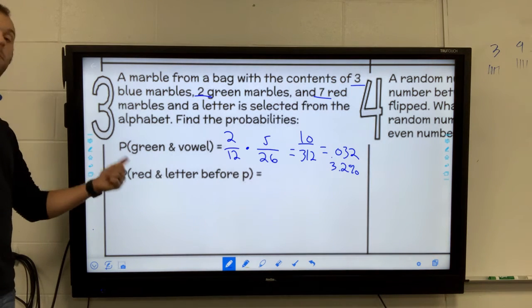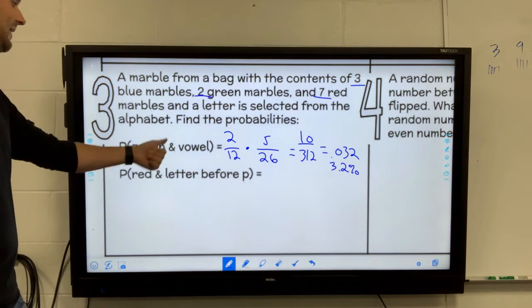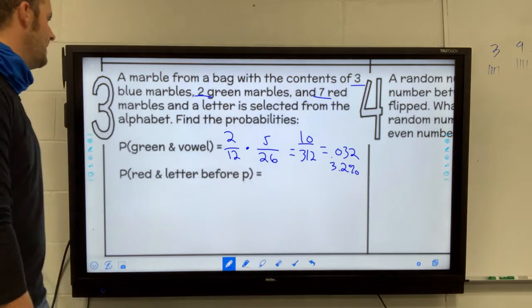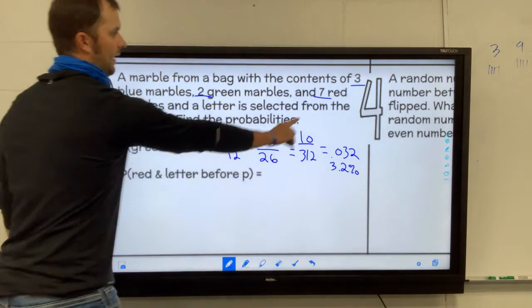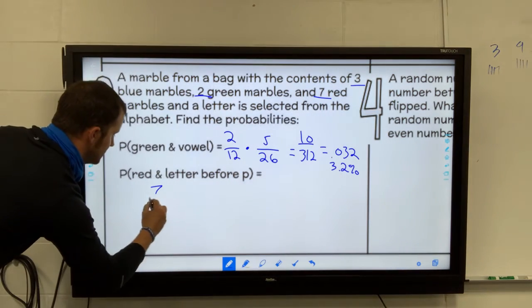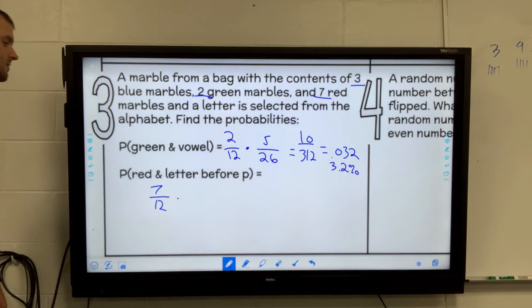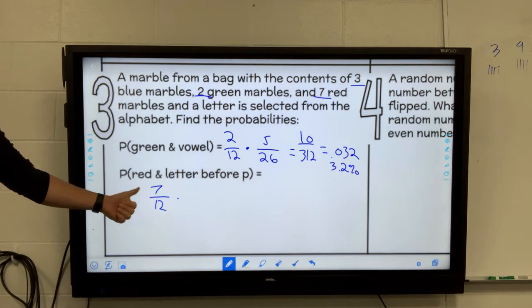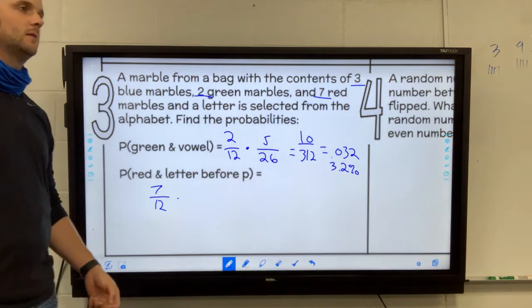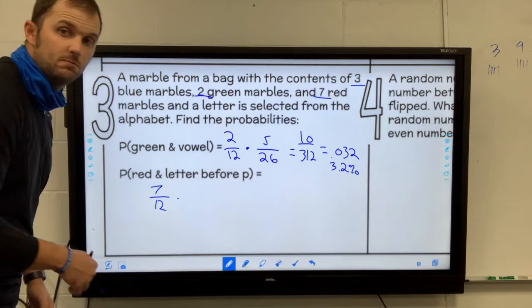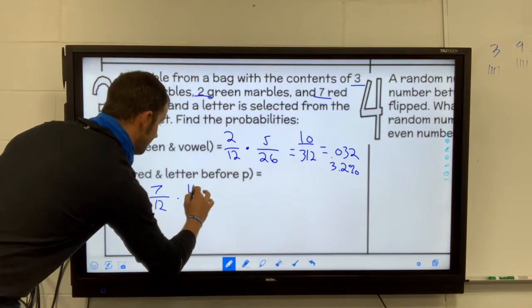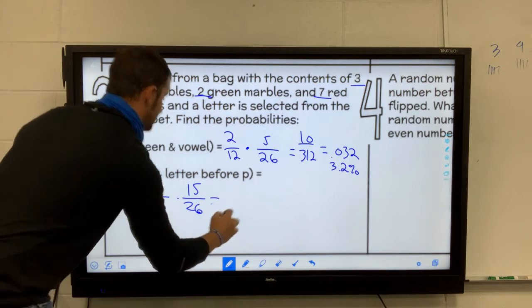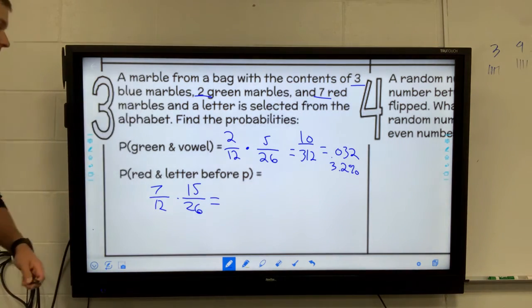So now we're gonna look at the probability of getting a red and a letter before the letter P. So right now, I know there's 12 total and there's 7 reds. So that means there's a 7 out of 12 chance of me drawing a red, okay? And now the letters before P. There are 15 letters before the letter P. So there's a 15 out of 26 chance that I'm gonna get a letter before the letter P.